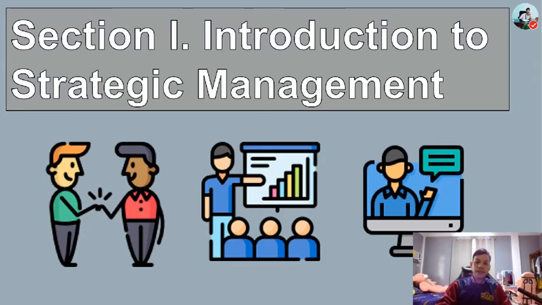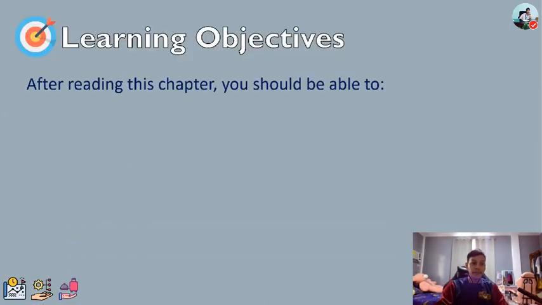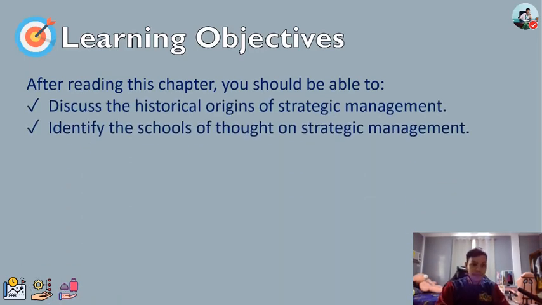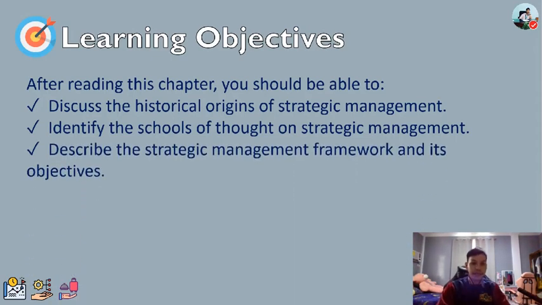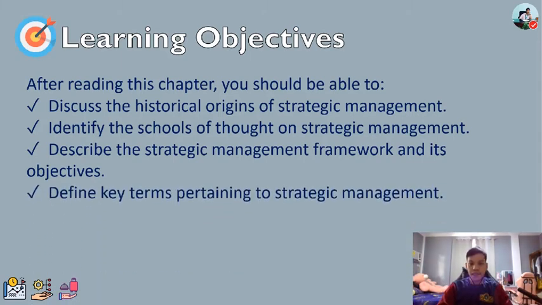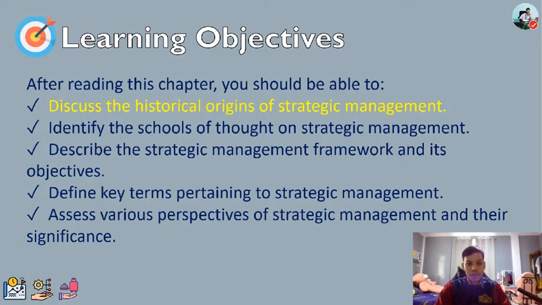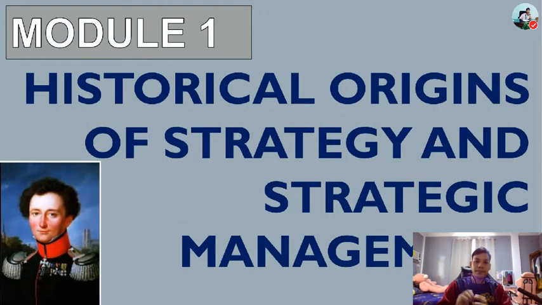So, the learning objectives for this section. First, discuss the historical origins of strategic management, identify the schools of thought on strategic management, describe the strategic management framework and its objectives, define key terms pertaining to strategic management, and assess various perspectives of strategic management and their significance. For this video, we are going to focus on the discussion of the historical origins of strategic management. So let's start.